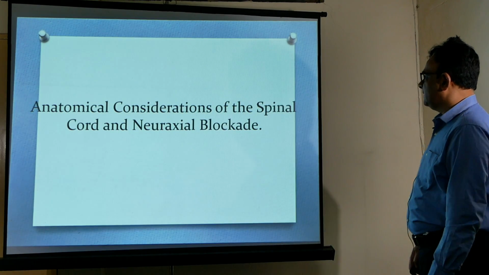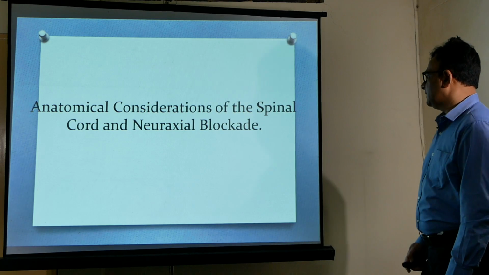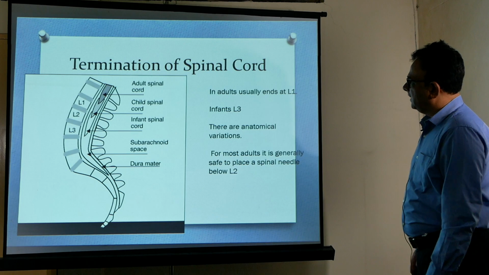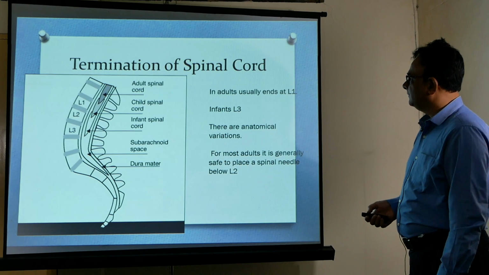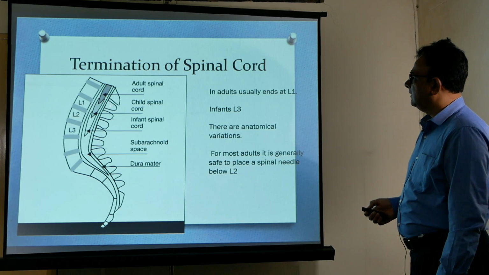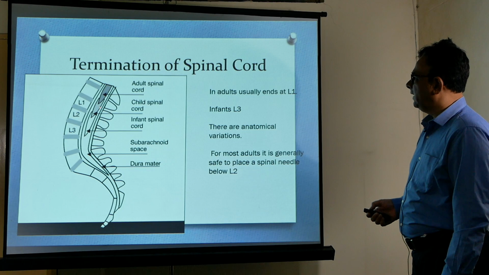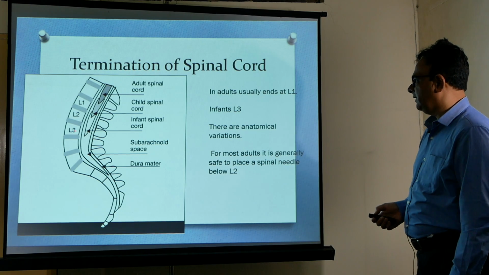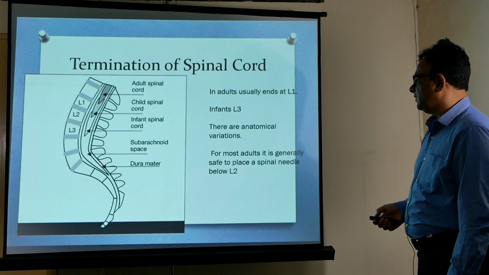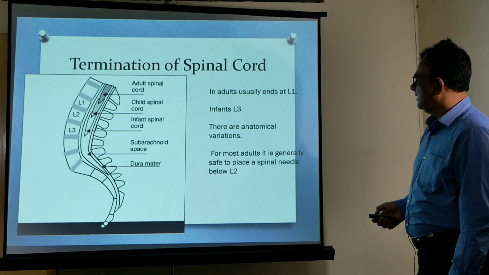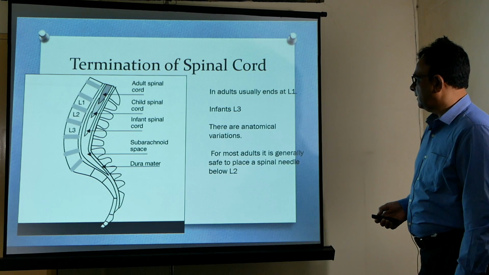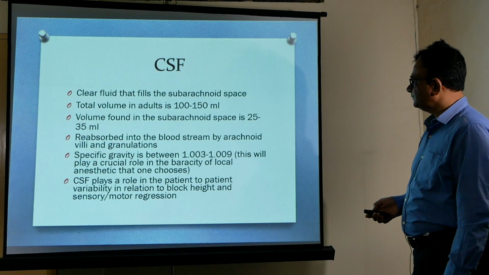Now, anatomical considerations of the spinal cord and neuraxial blockade. The termination of the spinal cord in adults is up to L1, and in children it is up to L2, and in infants it is up to L3. This is the subarachnoid space, this is the dura mater. In adults it usually ends at L1, infants L3. There are anatomical variations also.